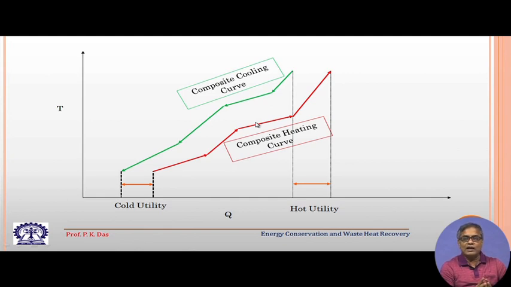Now, how far can we reduce it? We can reduce it up to the pinch temperature we have specified at the beginning of the problem. So, we cannot reduce them below 20 degrees Celsius. So, that is the significance of pinch temperature in connection with the composite cooling curve and composite heating curve. Once we have this idea, let us now go to the solution of the problem.